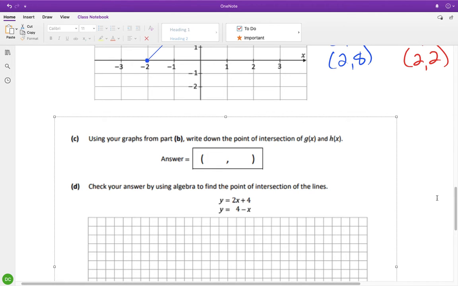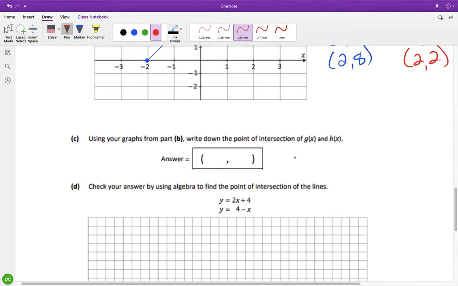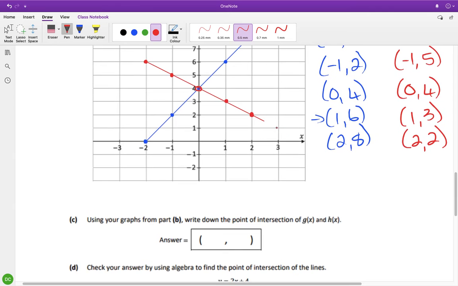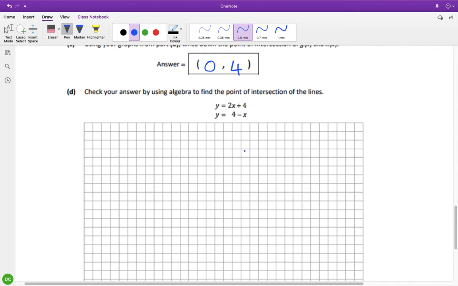So use your graph from part B to write down the point of intersection of g of x and h of x. So I think you can see that's where it crosses. So that, oh, need a pen. That point is 0, 4. And then check your answer.